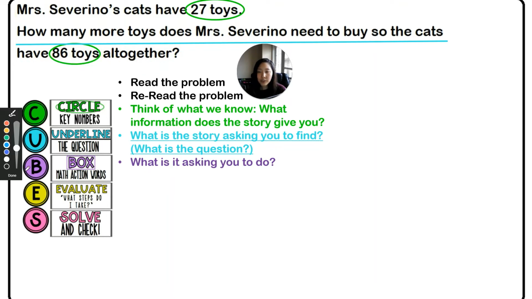All right, next one that we're doing in CUBES is B for boxing the math action words. It's telling you what you are doing with these. So the first thing that we boxed was how many more. This is asking you how many more you need. And they're telling you that you have 86 toys altogether. So how are you going to go from 27 to 86 toys?